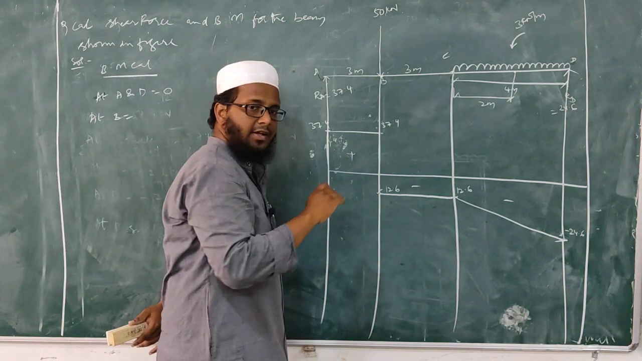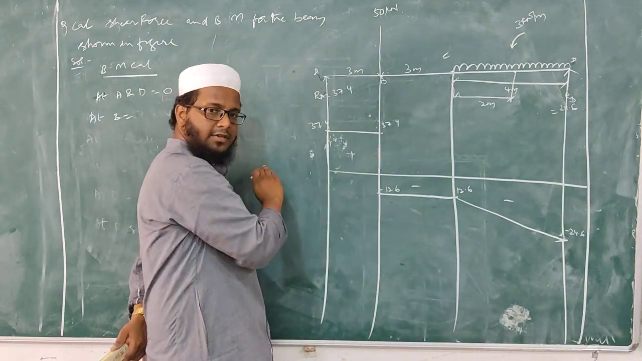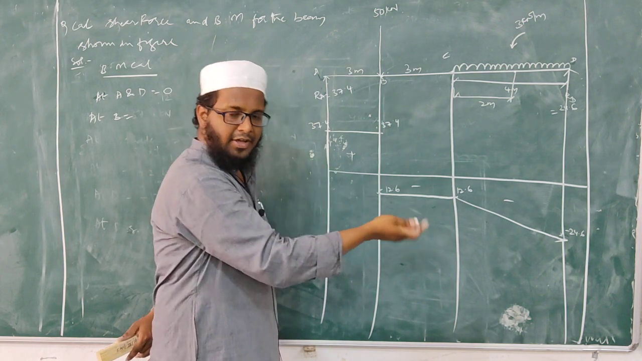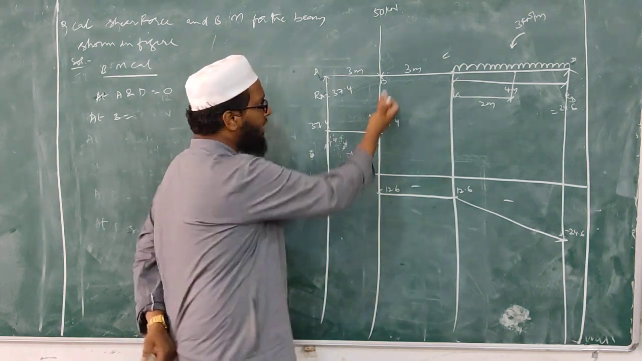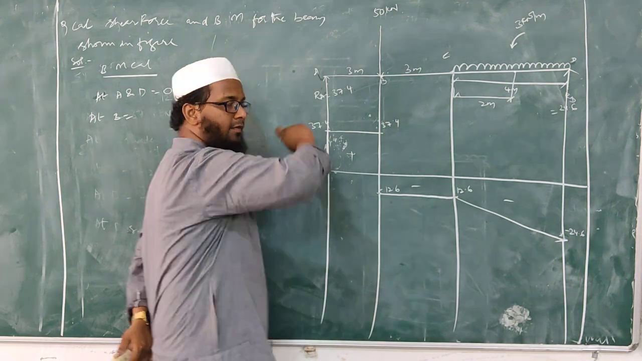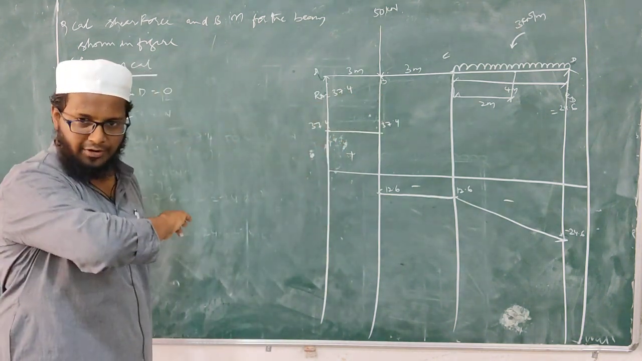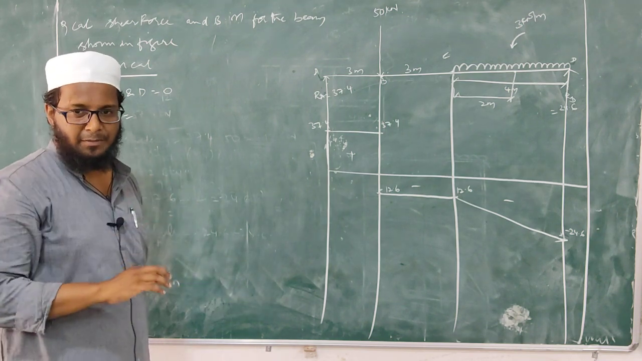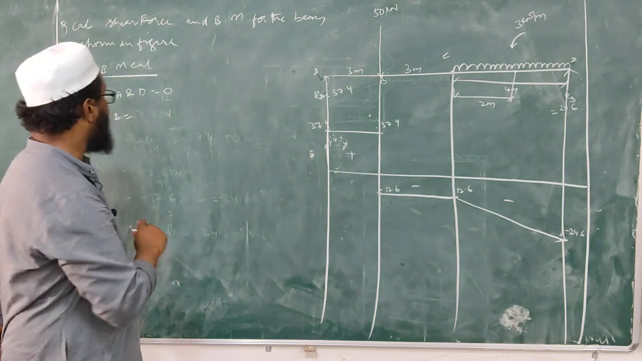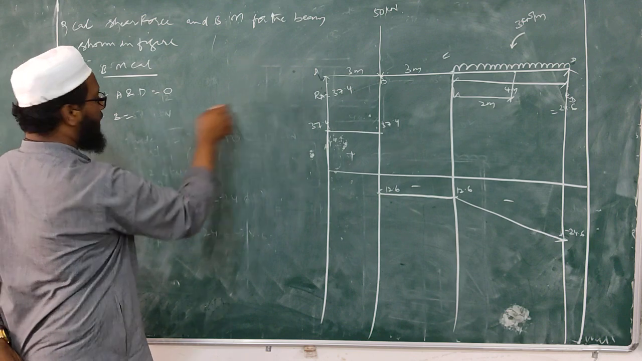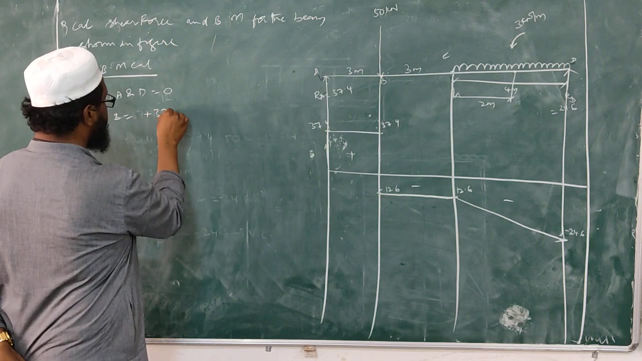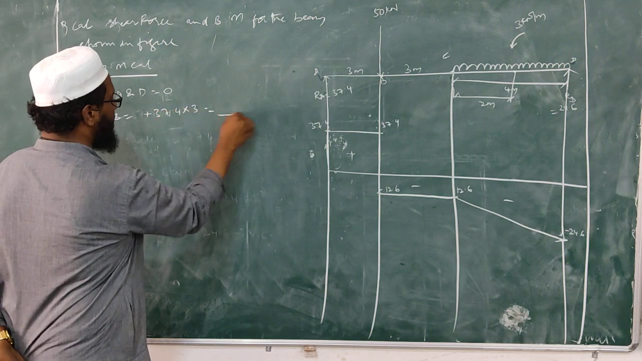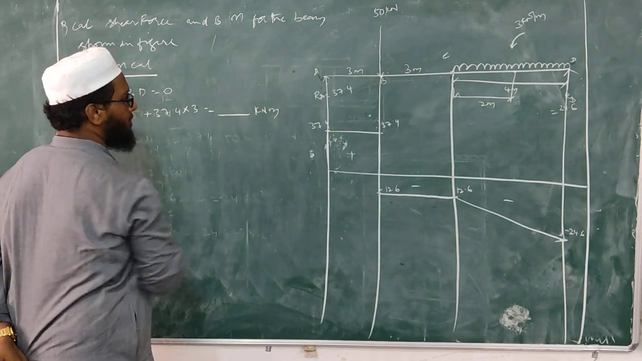Now bending moment, either you calculate from left side of the point or right side of the point. Wherever it is easy, you can take it. So we can take it on left side, isn't it? Whenever you calculate from left side of the point or section, then clockwise moments will be positive and anti-clockwise moments will be negative. You have to be very careful. Okay. So since it is going in clockwise direction, so plus 37.4 into 3, you will get the value in kilonewton meter.